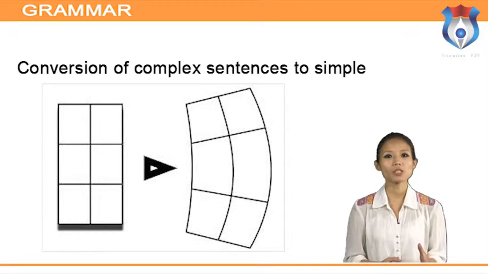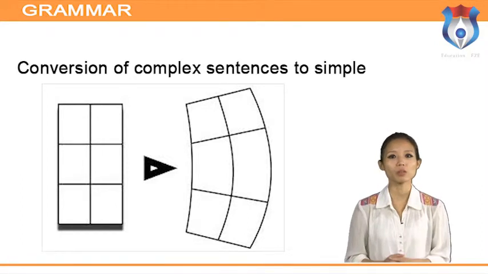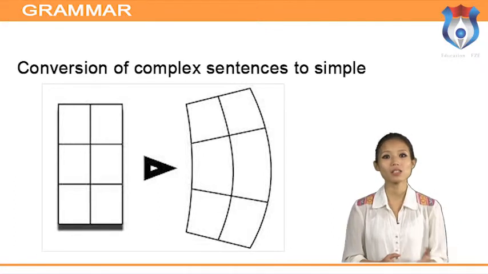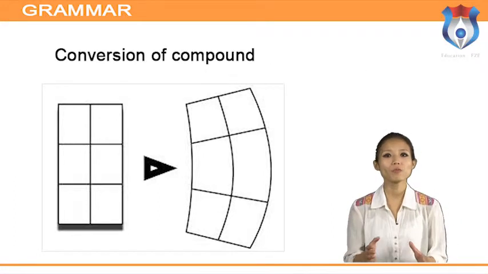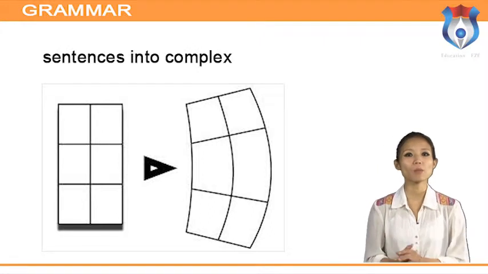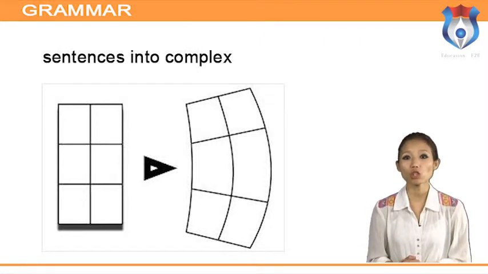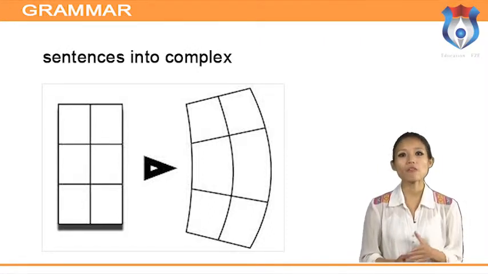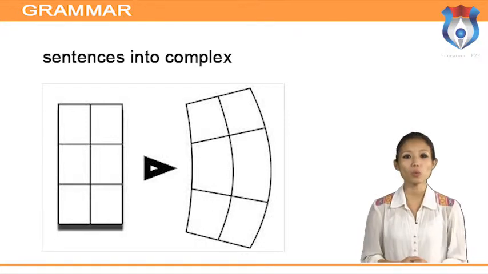Conversion of complex sentences to simple. "He said that he was innocent." Complex. "He declared his innocence." Simple. Conversion of compound sentences into complex. "Search his pockets and you will find the watch." Compound. "If you search his pockets, you will find the watch." Complex.